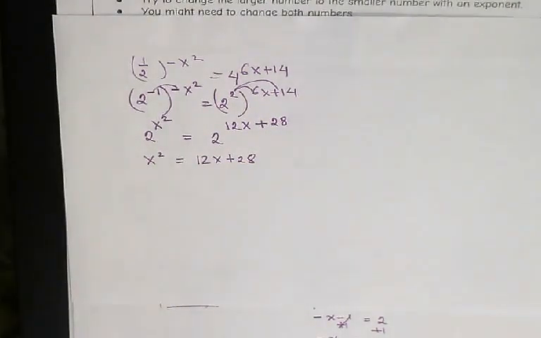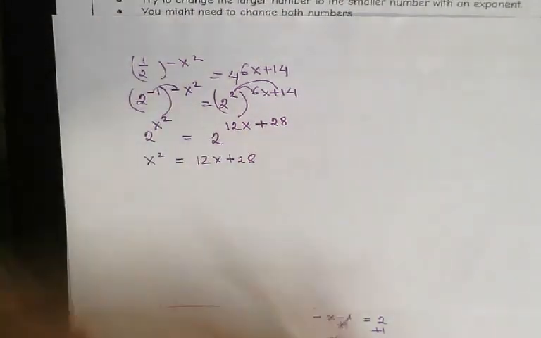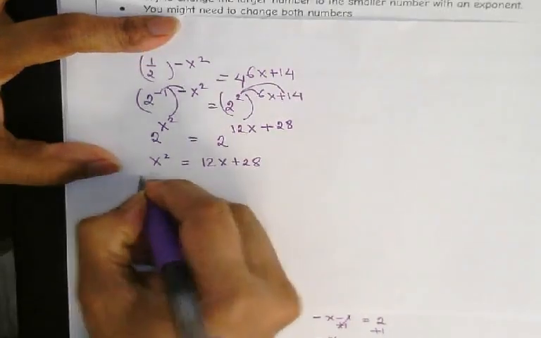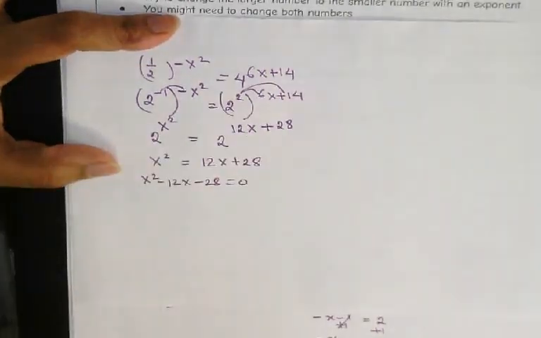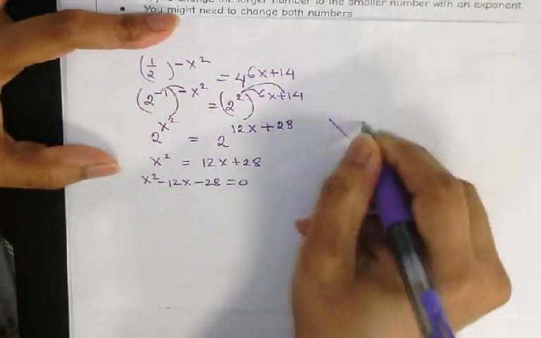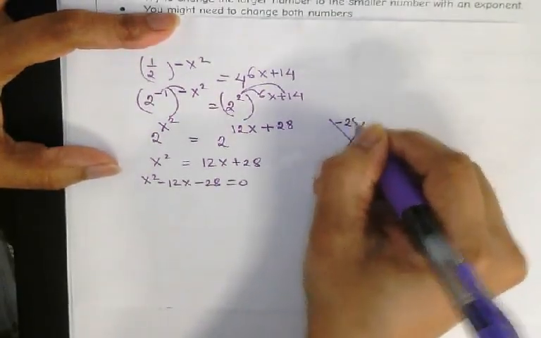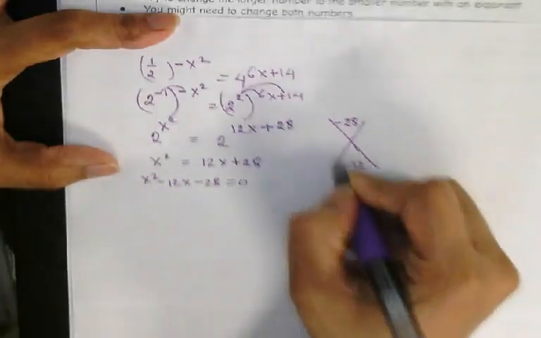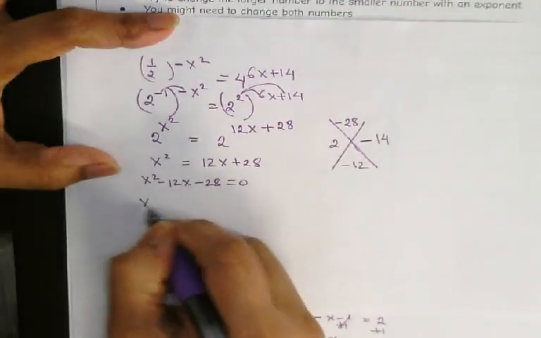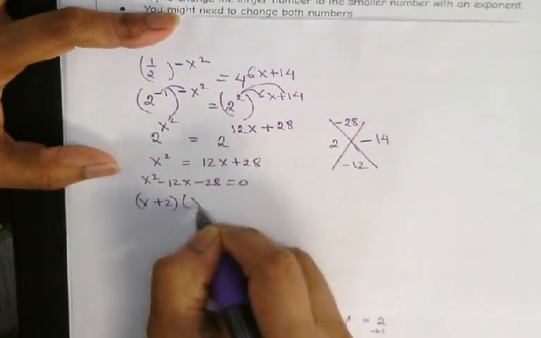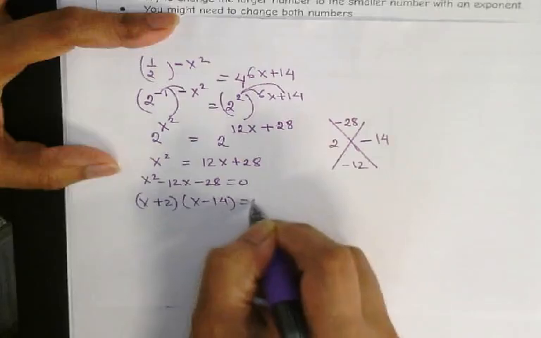Now pay attention. It's a quadratic. It's not linear anymore. So what do we have to do when we solve quadratics? We have to bring everything on the same side and factor, since it's a trinomial. So x squared minus 12x minus 28 is equal to 0. Let's put it in the cross. What are the factors? Positive 2 and -14. So x plus 2, x minus 14 is equal to 0.